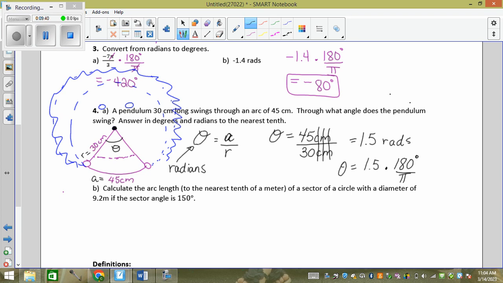And I get 86. It says to the nearest tenth. If it says to the nearest tenth where necessary, I would go 86. If it says to the nearest tenth, you have to round it to the nearest tenth. So what do I have to add?